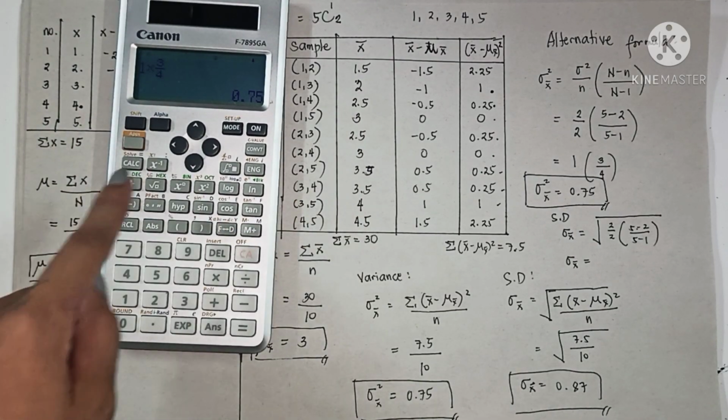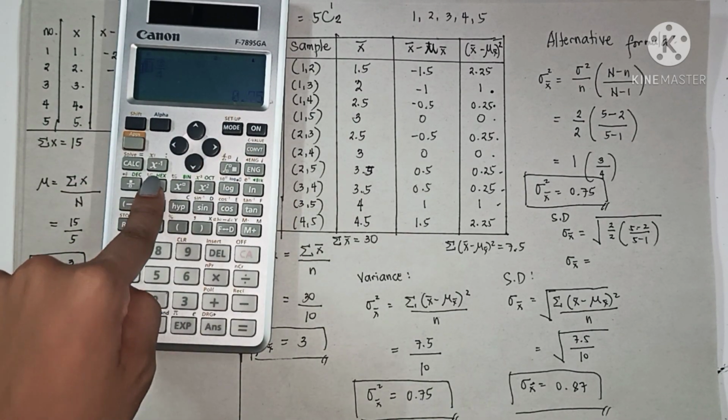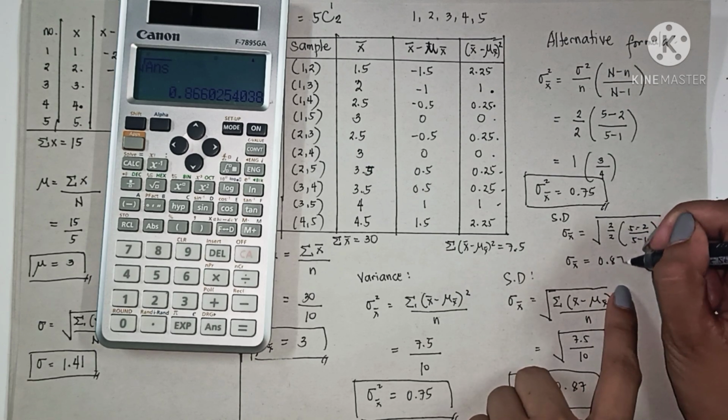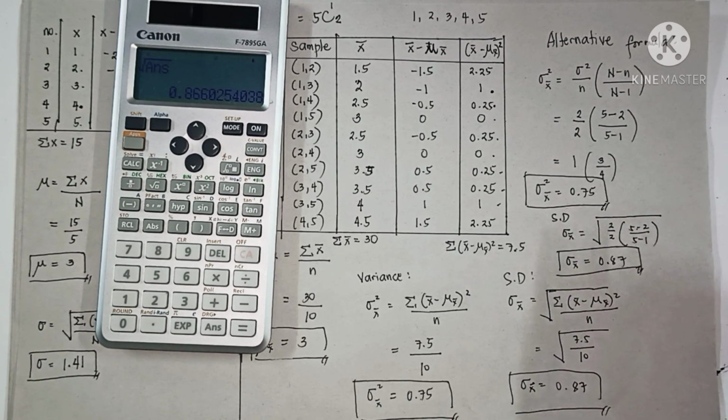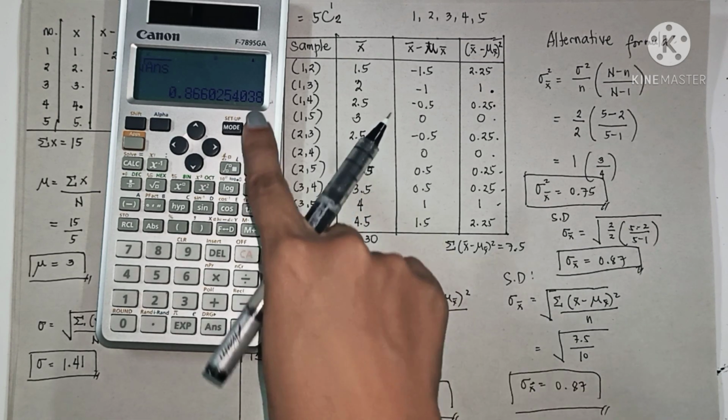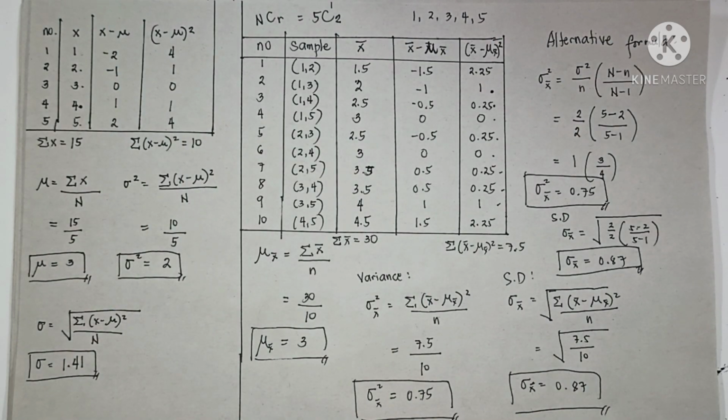So, sigma sub x bar, or just simply get the square root. Ayan. So, yun nakuha natin kanina. 0.75. Square root, answer equals. Then, decimal. 0.86602. Round off your final answer into two decimal places, then that is equal to 0.87. Which is same lang na nakuha natin kanina using the original formula. Okay? So, ayun po. Yun ang way ng pagkuha ng mean, variance, and standard deviation of a population and mean, variance, and standard deviation of a sampling distribution of the sample means.